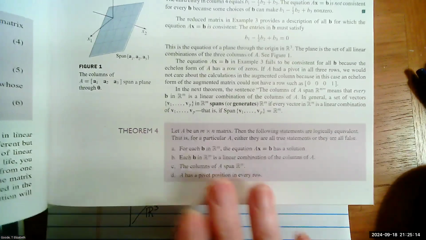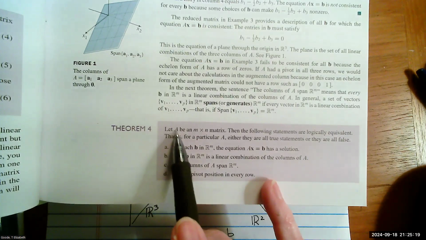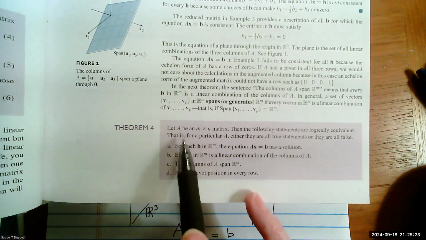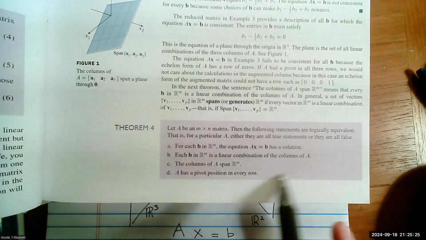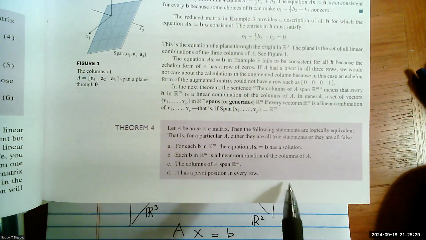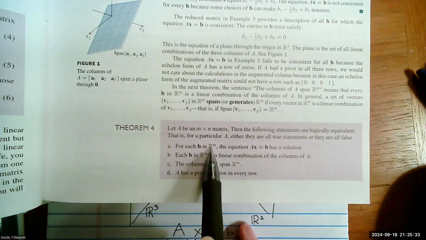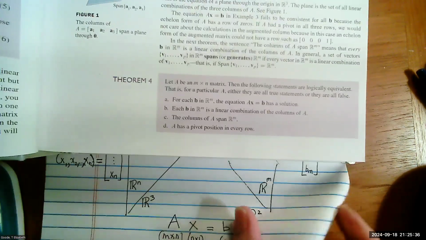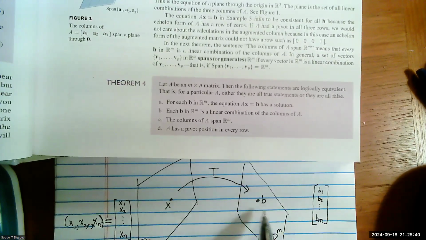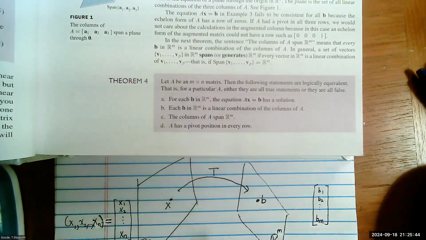Theorem 4 says the following statements are logically equivalent. This is when A is an m by n matrix. We're still just living in matrix land, okay? All of these are either true or all of these are false, and they're saying the same thing. So the first statement is that for every B in Rm, the equation AX equal B has a solution.